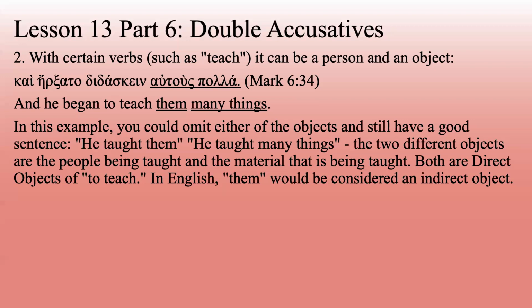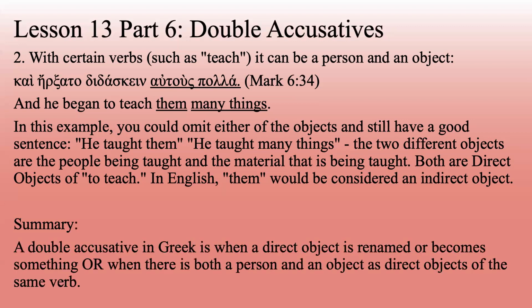Now, in English, if we took out "many things" and just said he began to teach them, then in English, that's a direct object because we can't have an indirect object without a direct object in English. And we've changed the focus of the sentence a little bit. But in Greek, they're both direct objects. It's just what happens. So summary, a double accusative in Greek is when a direct object is renamed or becomes something, or when there is both a person and an object as direct objects of the same verb.